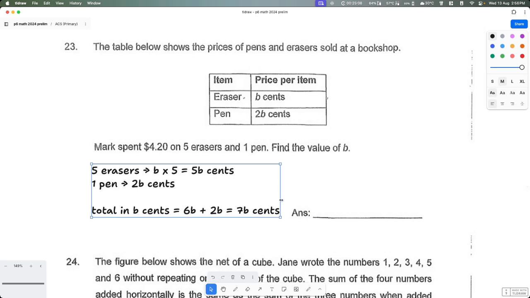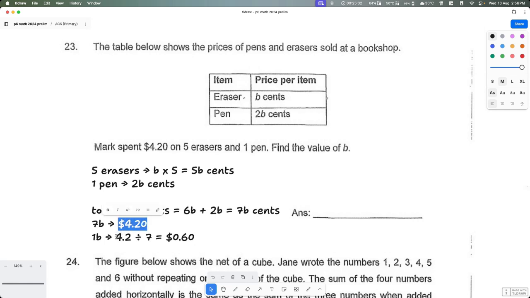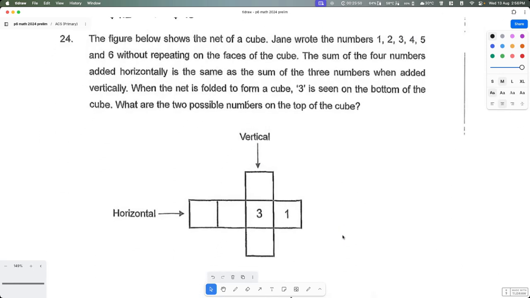From here, find the value of B. So 7B is equal to $4.20. Then 1B is equal to 4.2 divided by 7, which is equal to $0.60. So the answer is $0.60, or 0.60 in this case. It doesn't say cents, so you can put 0.60 or 60 cents. That's fine as well. Both, I think, will be okay.